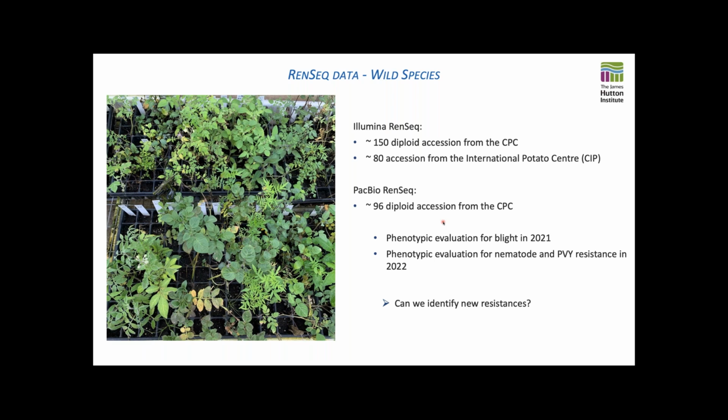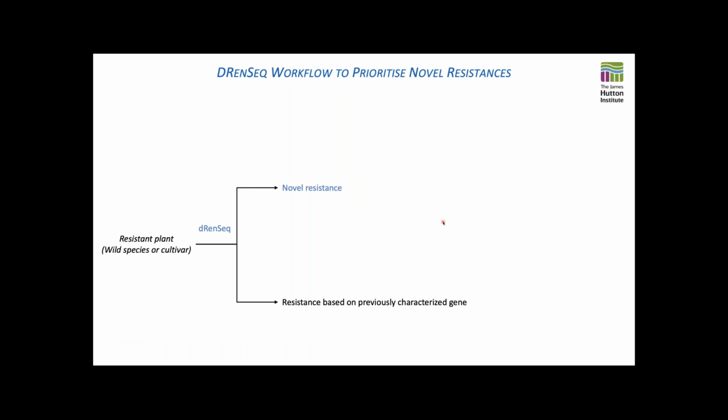The main driving question that we have is, can we identify new resistances? So how do we go about this? We start off with a phenotype. We have a resistant plant, and at this stage, we don't know anything about this plant. What we want to avoid is a lengthy genetic study that then points to the presence of a known resistance gene. So at the immediate onset of our study, we do a diagnostic RenSeq study, and that gives us a binary answer. Either the resistance is based on a previously characterized gene, in which case we are no longer interested in this plant, or we have a novel resistance.